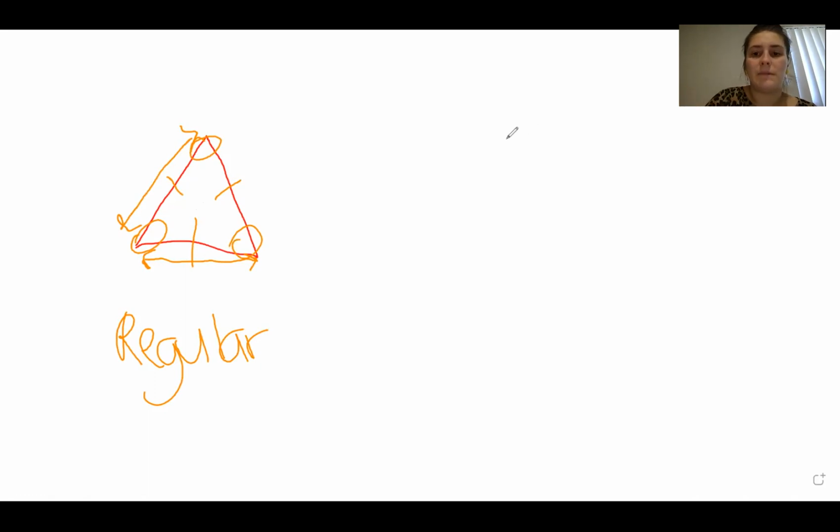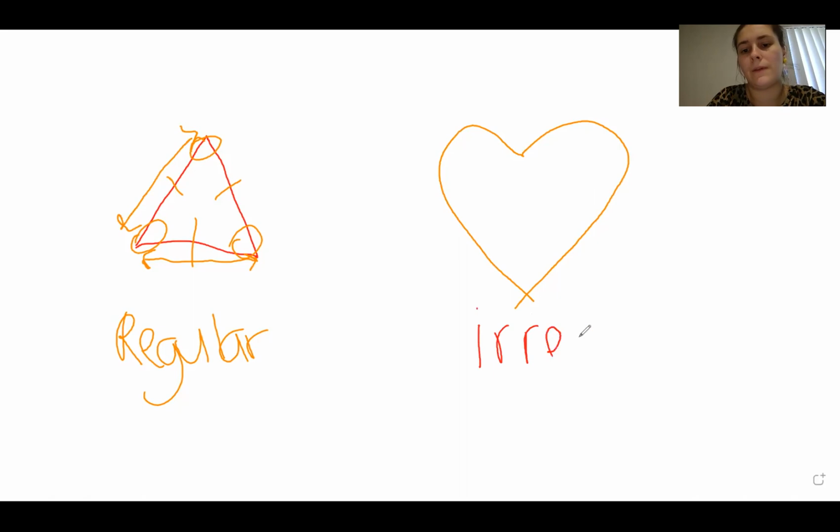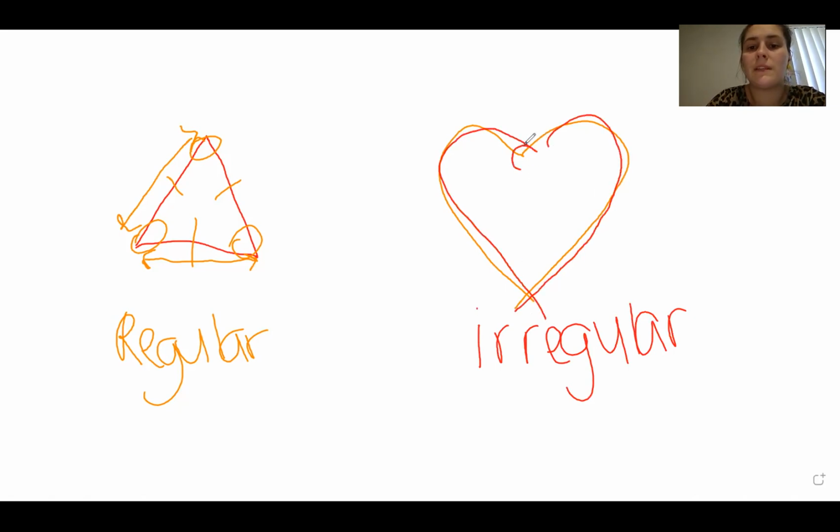Have a look at this shape here. We can tell that this shape is a heart. Is this an irregular or regular shape? Have a think. This shape is irregular. And the way I know this is because all of the sides are different lengths. We have different sized angles going on, which means that it is not a regular 2D shape.